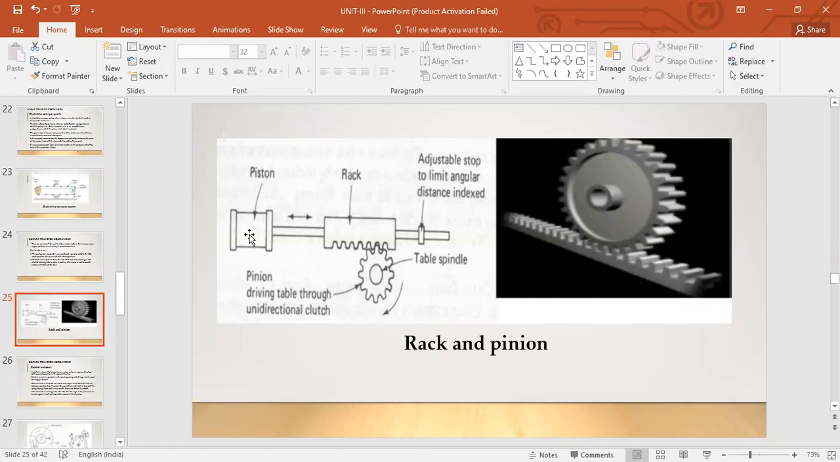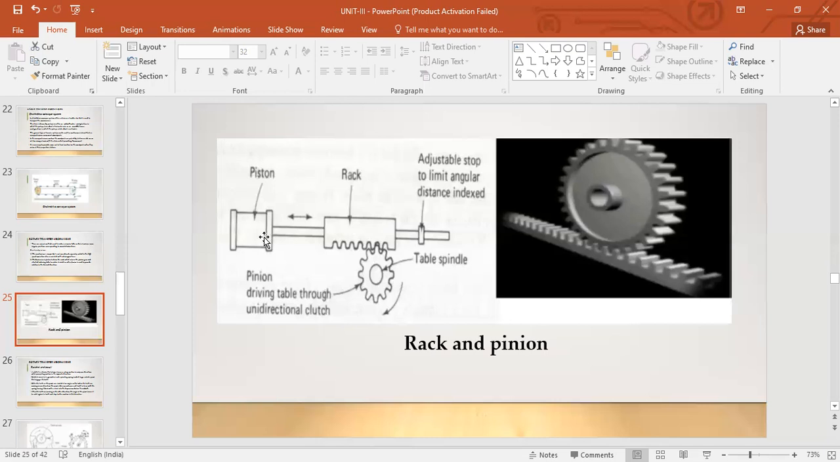So this piston is what will drive that rack, and an adjustable stop to limit the angular distance indexed. So how much to move is set by this stop, so that it doesn't move more than what we desired it to. This rack will only move until that stop, right? So we can have this indexing pinion driving the table through a unidirectional clutch. So only in one direction, right?